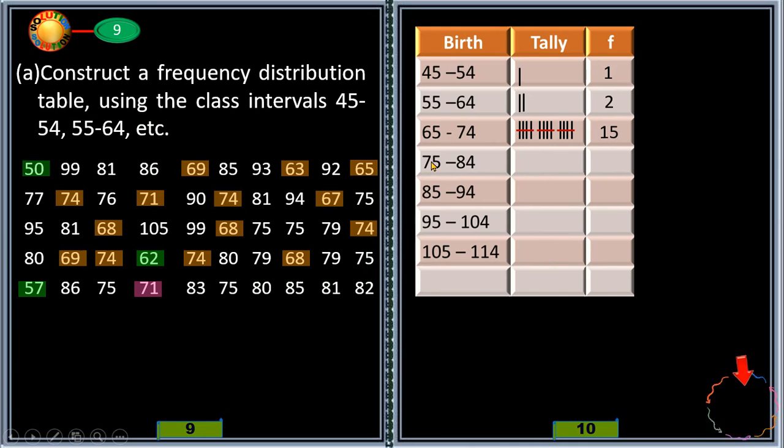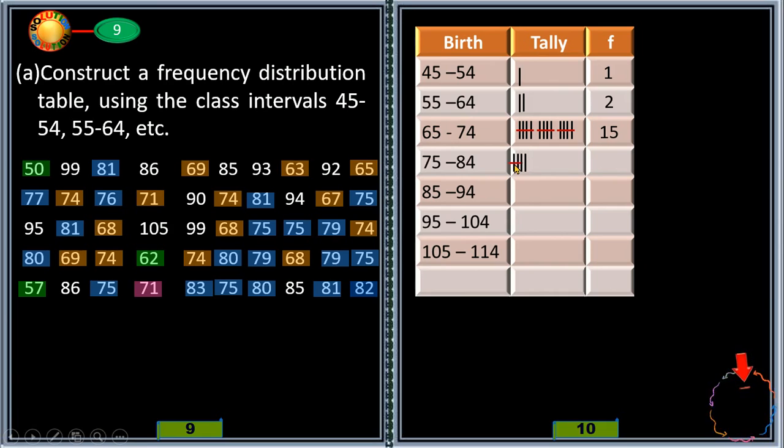For the next class, 75 to 84, following the same thing we have done now, we are going to have the numbers highlighted. We have seen the numbers highlighted. So now from the tally we have 1, 2, 3, 4, 5. First 5 group, second 5 group, the third 5 group, and the fourth 5 group, giving us a frequency of 20.